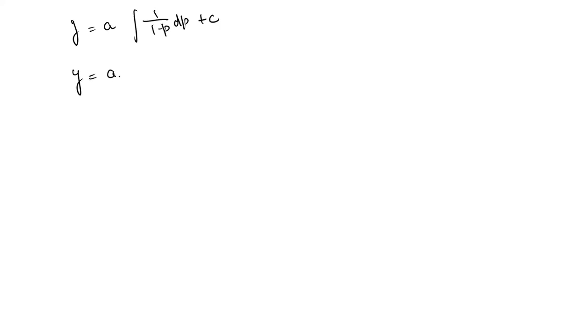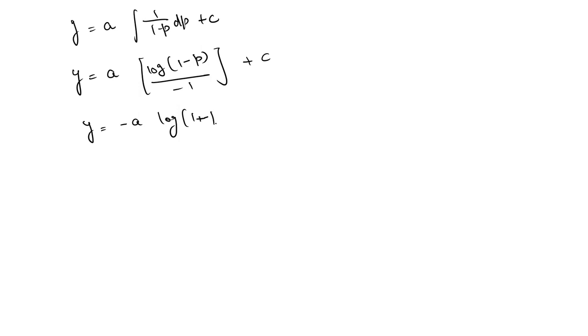So in this case, what will we do here? What is the integration of this? It is log(1 minus p) divided by derivative of this, which is minus 1. Then there should be a plus c. So y equals minus a log(1 minus p) plus c. So this is your solution.